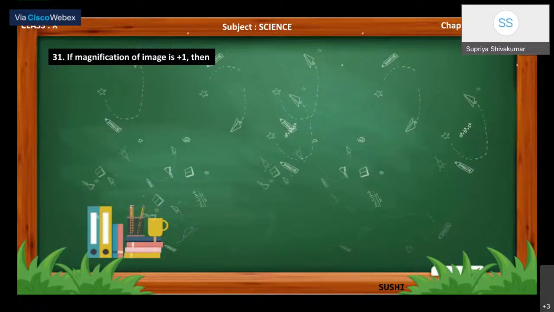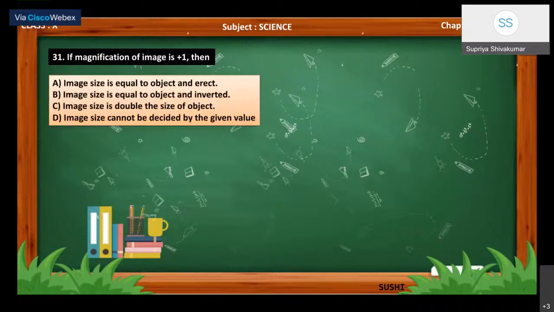Next, moving on to 31st question. If magnification of image is plus 1, then... I think you are able to see the options. Just read out the options and say me which is the answer. Which is the right answer? Option A. Is it option A?